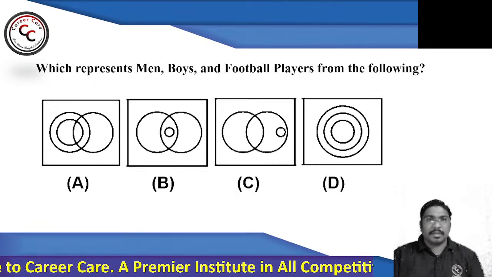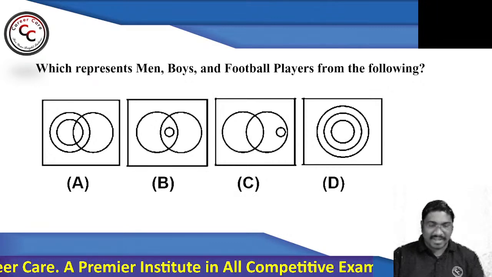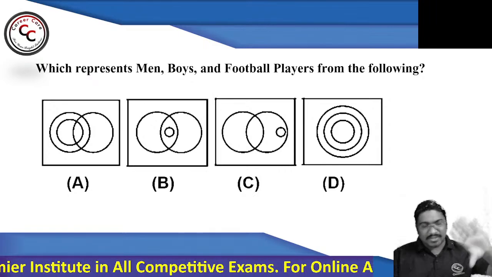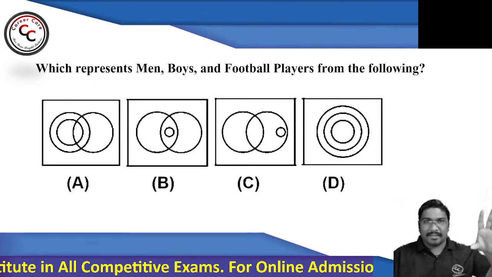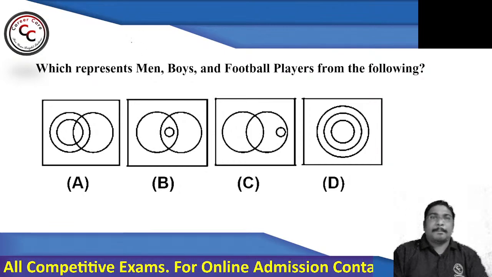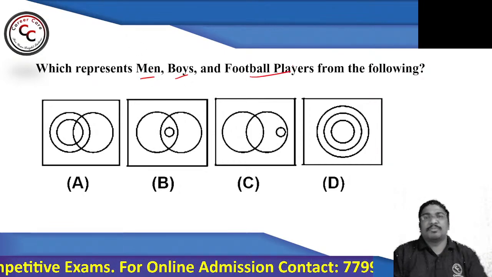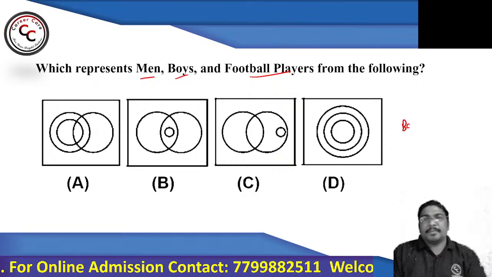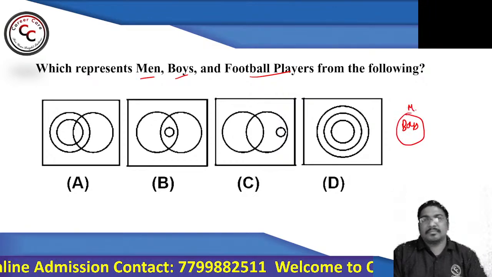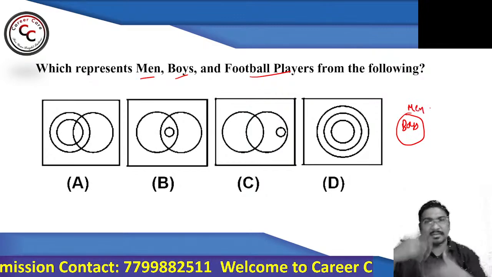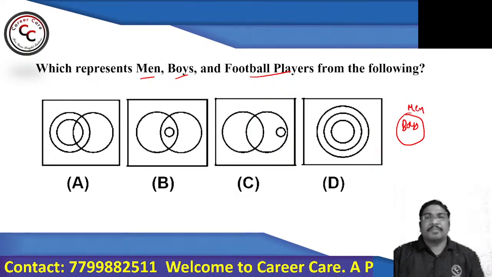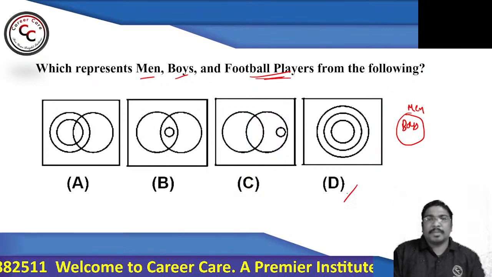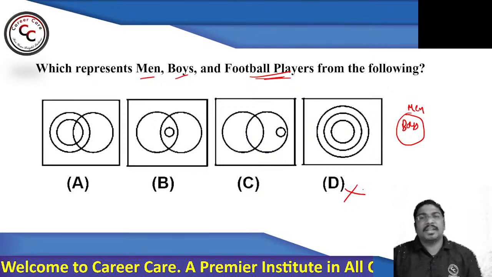B, B, B. Okay. Here I am getting answer B. Janaki is saying A. Sona is also saying A. Right? See. Men, boys, and football players. See, all boys are men, or you can say all men are boys. Reverse also doesn't matter. And football players. See, all boys not necessary to be football players. So that's why you can say option number D can be eliminated.